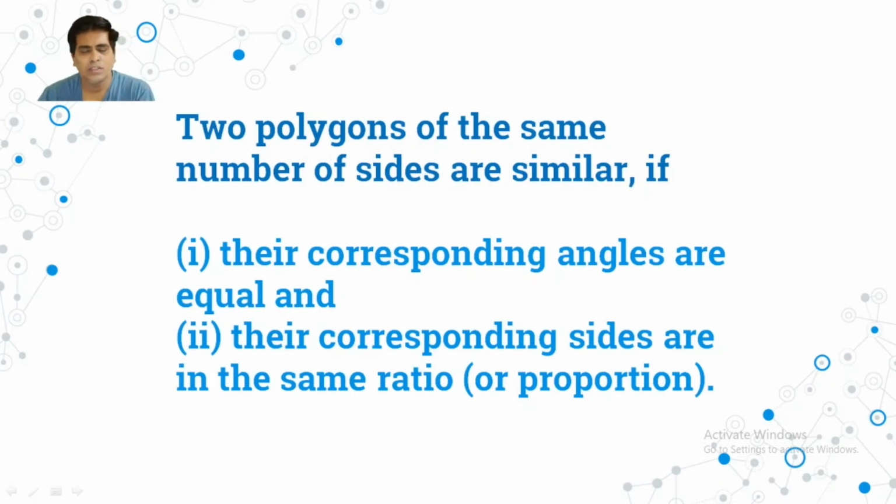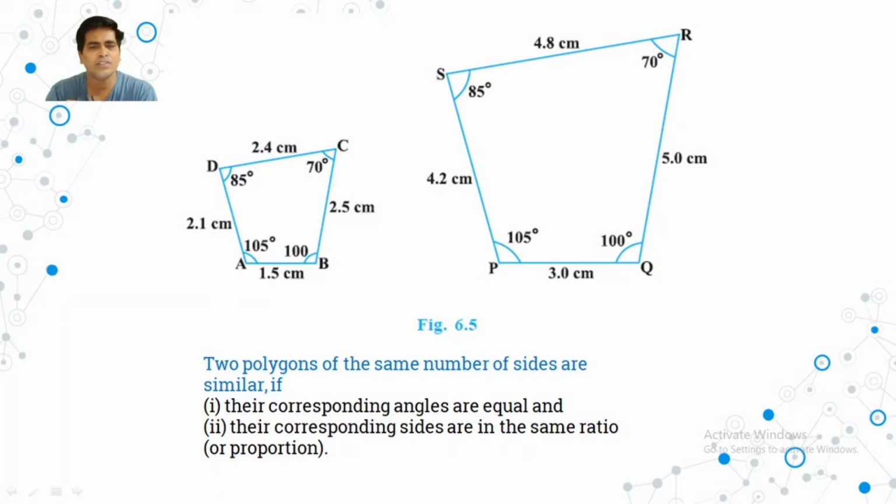Next. Whatever they took in this experiment, the point is that two polygons of the same number of sides are similar if their corresponding angles are equal and their corresponding sides are in the same ratio or proportion. So whatever two observations they got, that is what this is talking about. Next, I have shown here two figures. You have to identify whether these are similar or not. So look, we have two quadrilaterals here.